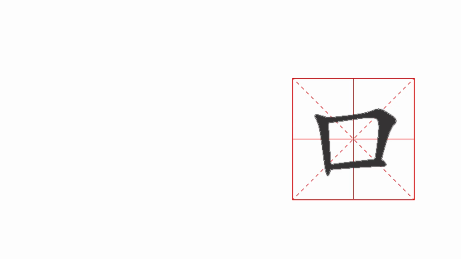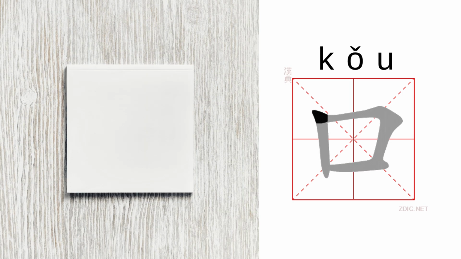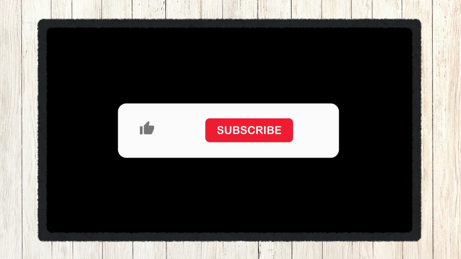The character 口 is widely used and very easy to remember. Writing it is just like drawing a small square. Isn't it simple? Have you learned it now?